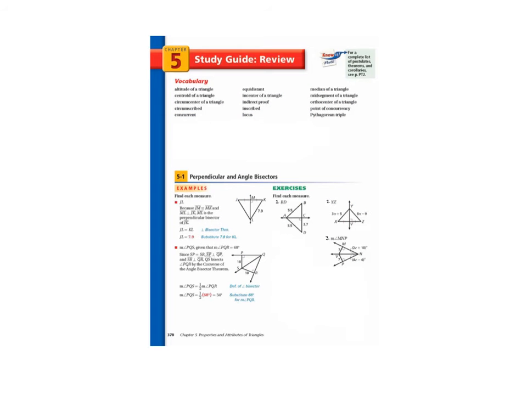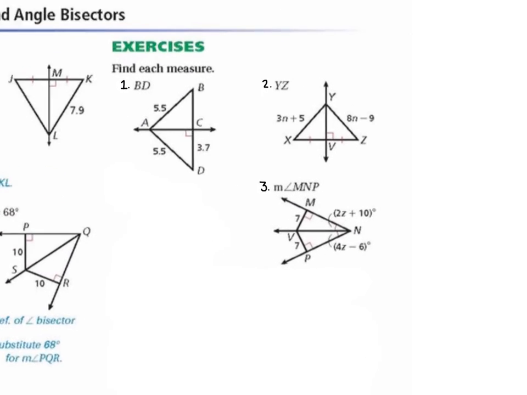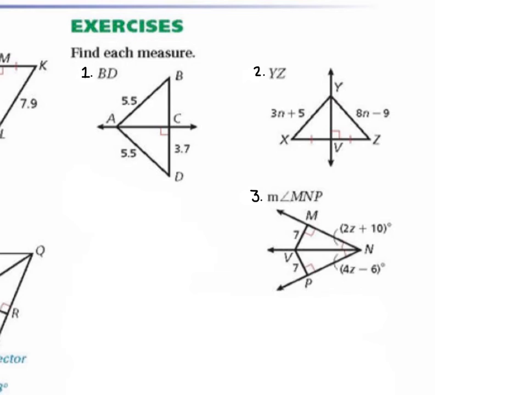Perfect. All right, chapter 5. Find each measure. So how do we find the measure of BD? 3.7 plus 3.7. And what do we get for BD? 7.4.